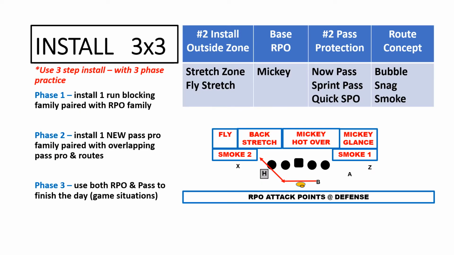All right, once again, we'll use our 3x3 install, doing the RPO first, then the pass, and then mixing the two together. So you can see here now with stretch zone, we're going to do that to the back, regular RPO with a Mickey route concept. We can add that where we put the A receiver in fly stretch. And then we use that same stretch or outside zone blocking for our sprint out pass pro and our now passes. And we'll do a bubble, a snag, and a smoke concept.